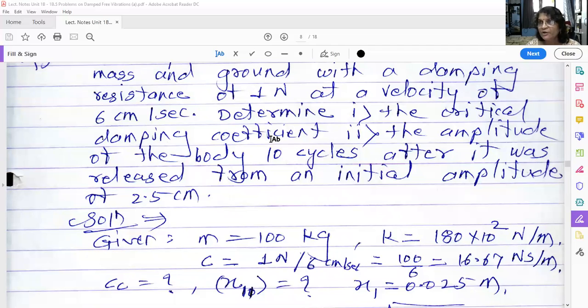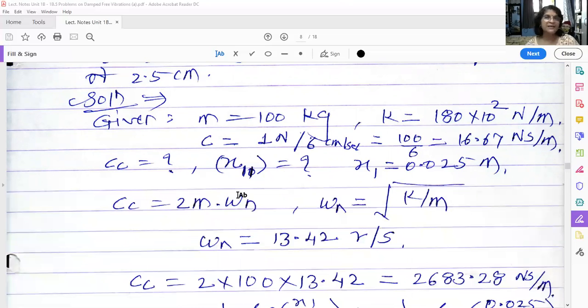What is the notation for critical damping coefficient? Cc. Secondly, we have to determine the amplitude of the body 10 cycles after it was released from an initial amplitude of 2.5 centimeter. So initial amplitude is given 2.5 centimeter, and we have to determine the amplitude of the body after 10 cycles. Okay. So that means after 10 cycle, what will be the notation for amplitude? X11 in our language.